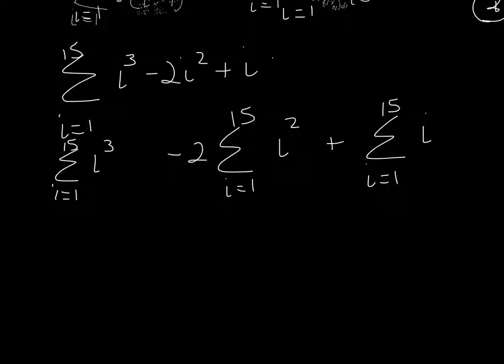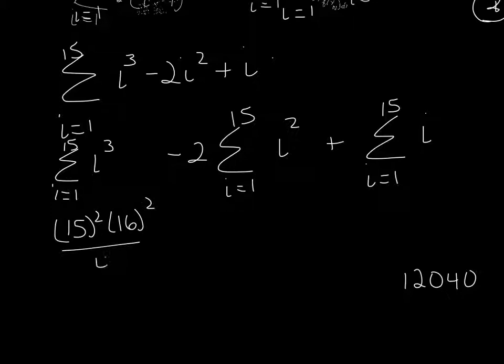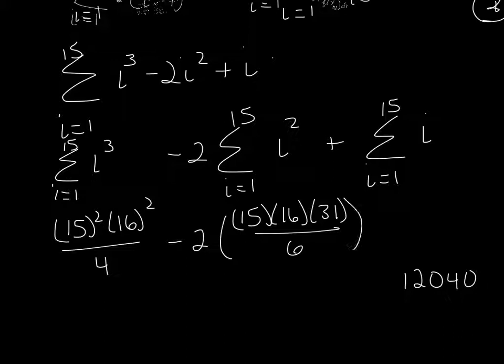All right, so here, that's what you should have gotten. Remember, this is going to be 15 squared times 16 squared over 4, minus twice 15 times 16 times 31 over 6, plus 15 times 16 over 2.